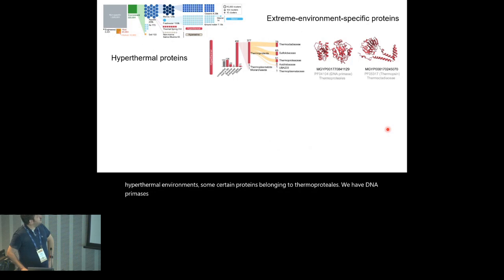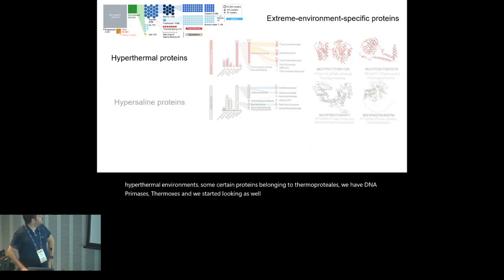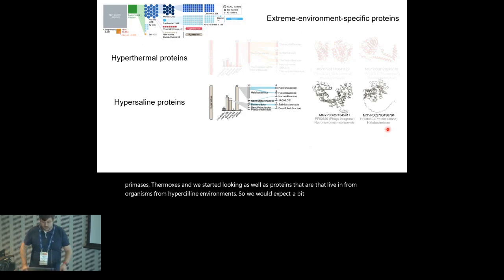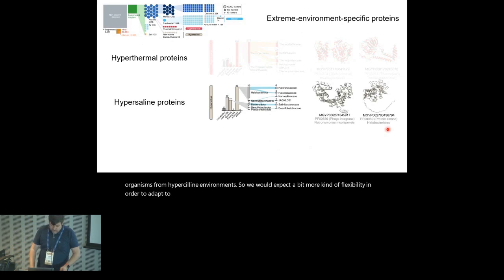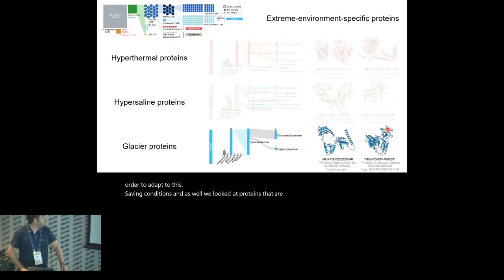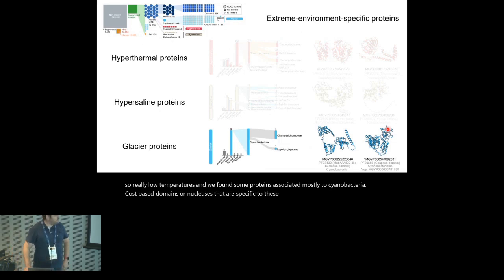Then we started looking as well at proteins from organisms that live in hypersaline environments. So we would expect a bit more flexibility in order to adapt to these saline conditions. And as well, we looked at proteins that are unique to certain glacier conditions, so really low temperatures. And we found some proteins associated mostly to cyanobacteria, caspase domains, or nucleases that are specific to these environments. But this was done at the chain level. And one of the things we were interested in, as you can see, these are chains that are multi-domain.